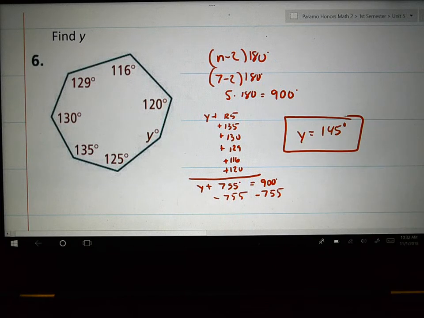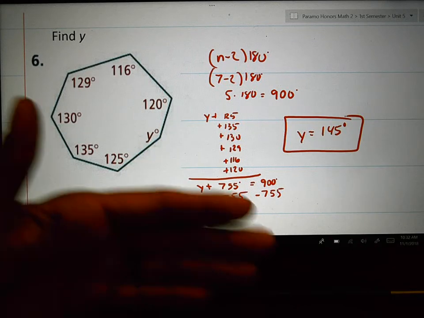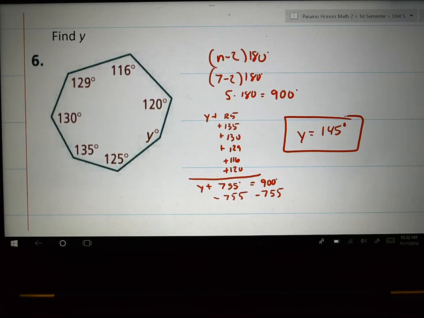Is that what you got? Good. So if I asked you to find the sum of the interior angles, that's how you do it. But this is how you use it to figure out a missing angle.